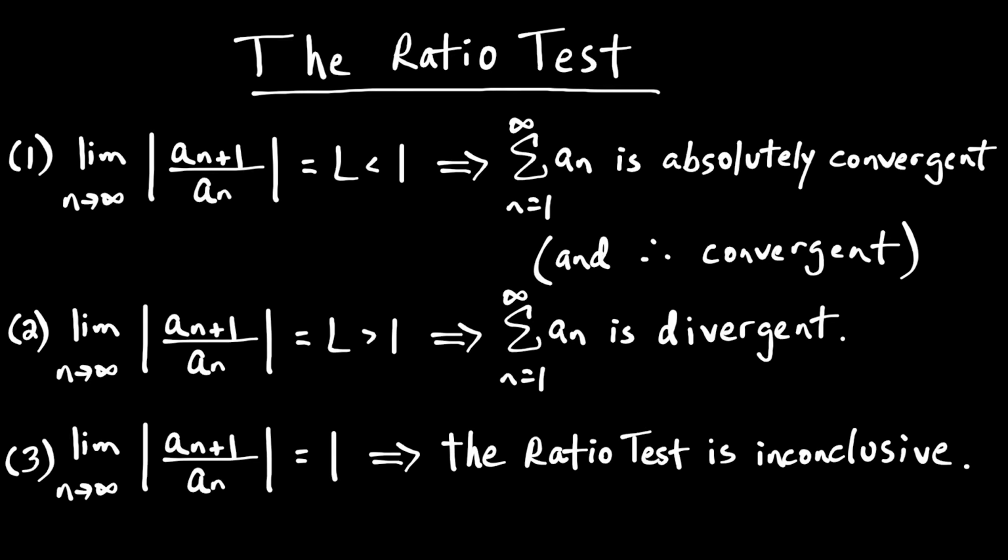So what we do for all these questions is we take the limit as n goes to infinity of the absolute value of a sub n plus 1 over a sub n. And three things could happen. The limit is going to work out to something less than 1, and in that case your series absolutely converges. If your limit works out to something greater than 1, then your series diverges. And in the case where the limit works out to be exactly 1, that means the ratio test is inconclusive, which means we have to use a different test.